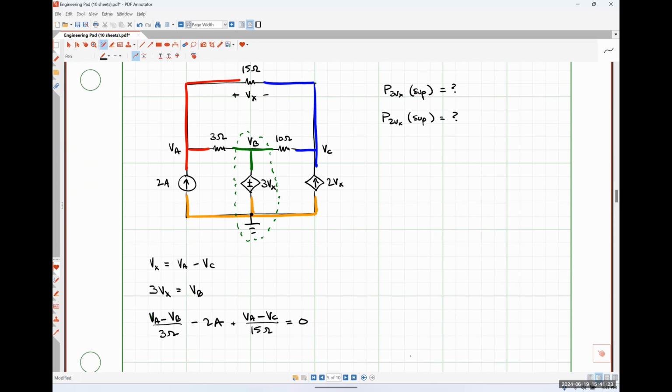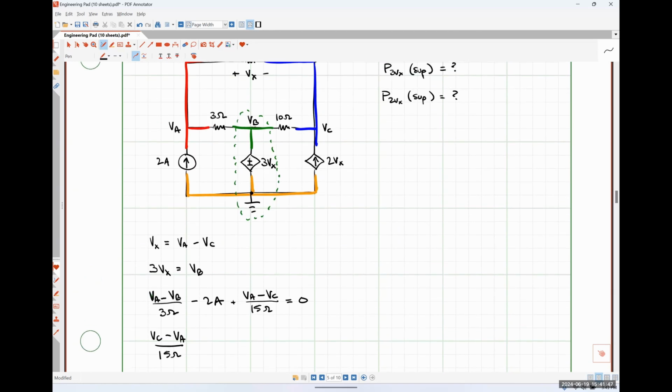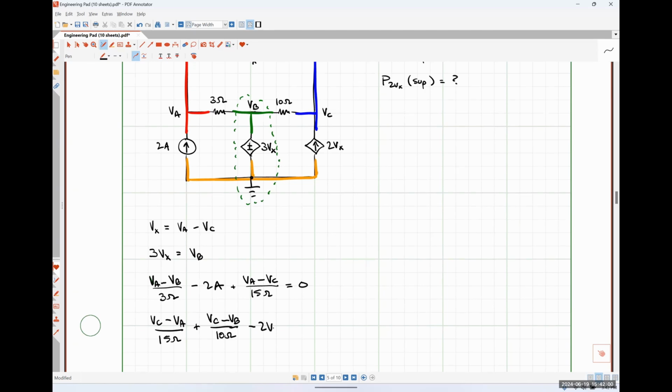All right, KCL at node C. Somebody tell me what that equation should look like. So at C, it'll be VC minus VA over 15 ohms. I agree with that. Plus VC minus VB over 10 ohms. I agree with that. Minus 2 Vx is equal to 0. And then we would solve these equations for VA, VB, VC, and Vx. Because we're running a little short on time, I'm going to leave you guys to solve the equations.